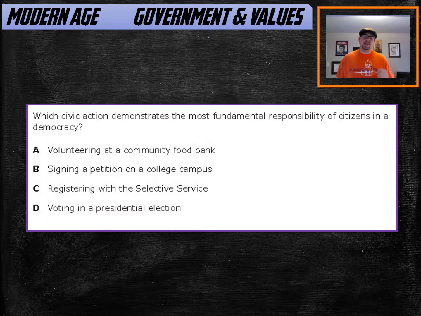This is talking about a responsibility, something all Americans should do but don't have to do. In this case, it's voting in a presidential election. Voting, period, is something every citizen should do. It is the primary civic responsibility. What's a civic duty? Something every American has to do? Check answer choice C, registering with the Selective Service. All males 18 years or older have to register with the Selective Service. That is a civic duty. You must do that. Civic responsibility is you should do that.